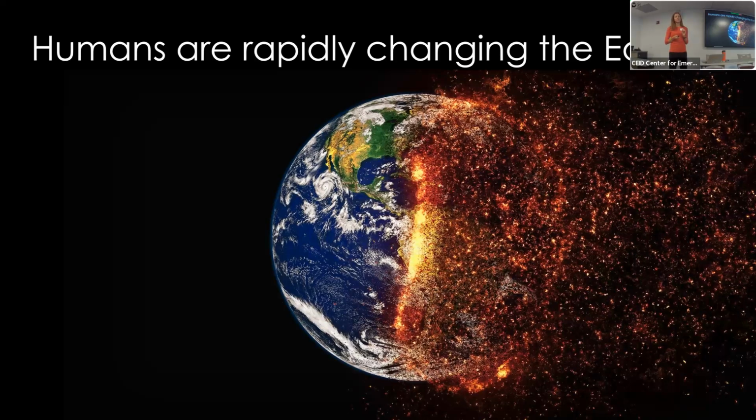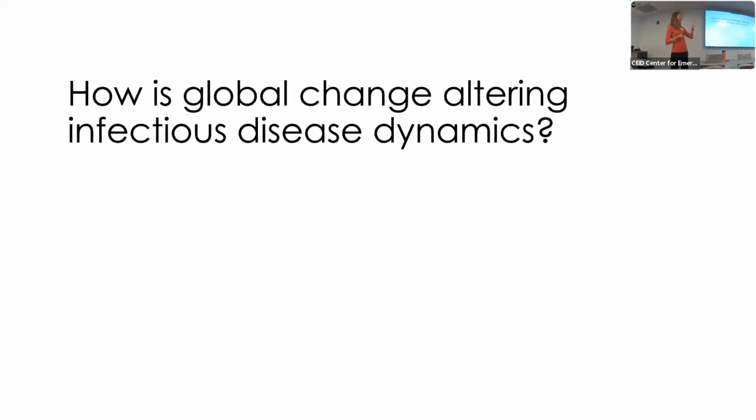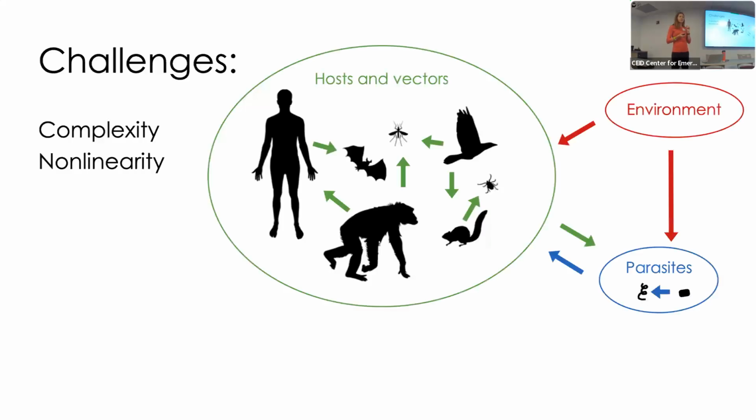So the question my research program is focused on is how is this global change altering the dynamics of infectious disease, and particularly vector-borne diseases? This is a complex question to address because vector-borne diseases, like most other pathogens, are embedded in complex ecological systems. So this is just kind of a cartoon diagram representing this idea. A lot of vector-borne diseases and other infectious diseases rely on interactions between multiple species of hosts and vectors, represented by those little arrows.